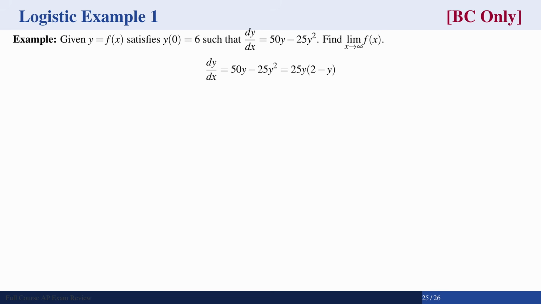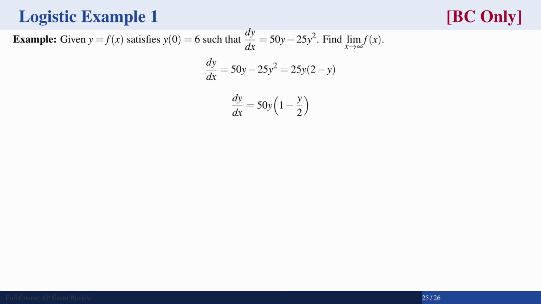So our solution looks like this. Step 1, factor the differential equation. dy dx is, you can take 25y out, you get 25y, the quantity 2 minus y. That's still not good enough. We need it to be 1 minus something. So we take a 2 out. When we take a 2 out, we get 50y, the quantity 1 minus y over 2.